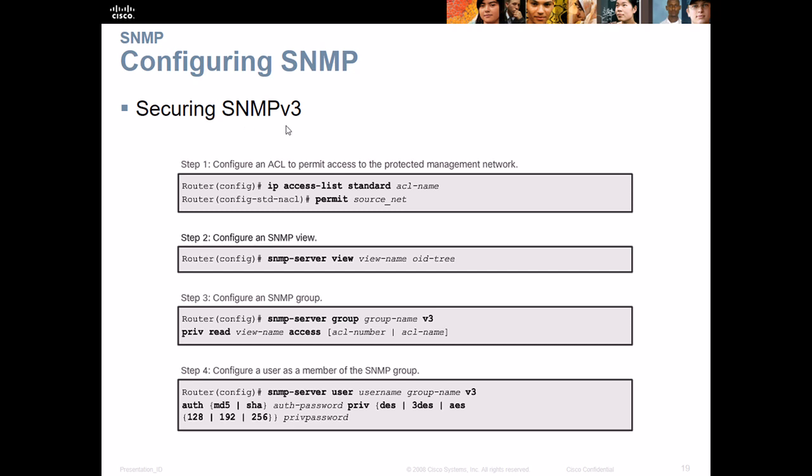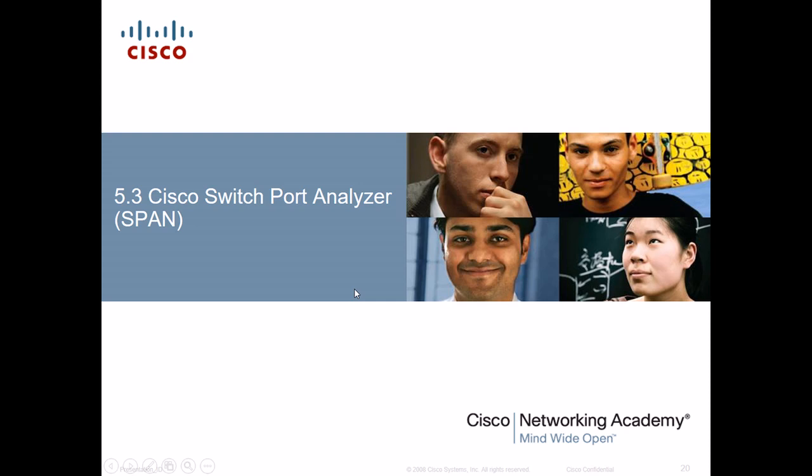Securing SNMP version 3. When you use version 3 of SNMP, the best thing to do is these 4 steps to secure it. You create an access list with a name and who is allowed. Then you create an SNMP view, and then configure the group version 3 with read only, the name, and the access list. Then create a username with a group name, version 3, and so on. Then you type in probably triple DES or AES for the encryption method. Once that's set, you're all good to go.